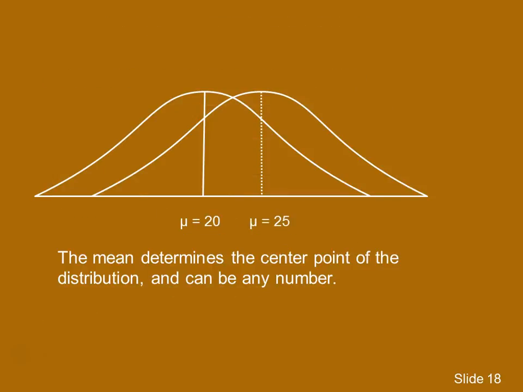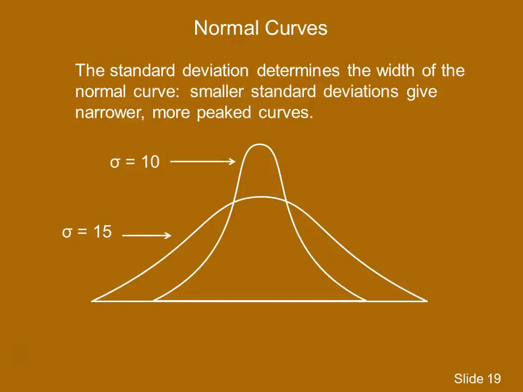Remember, the mean on a normal curve can be any number. We could have a normal curve here with a mean of 20 or a mean of 25. The mean just defines the center point of the distribution. So the mean could be anything. The standard deviation determines the width of the curve. A smaller standard deviation tends to give you a narrower, more peaked curve, and a larger standard deviation gives you a flatter, more spread out curve.